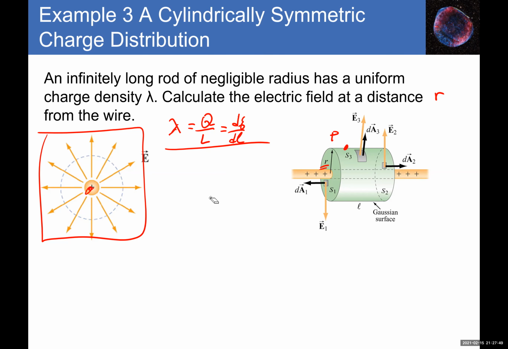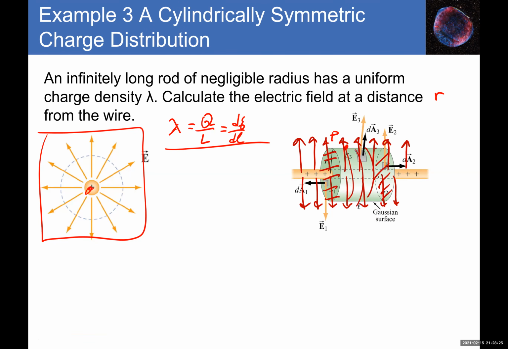Now, what I have here is this. I am looking at the cylinder, and you can see that the electric field is generated by this rod such that it goes like that. Something like this and goes like this. So then I have three surfaces. Here's my surface one, here's my surface two, and then the curved part is my surface three.